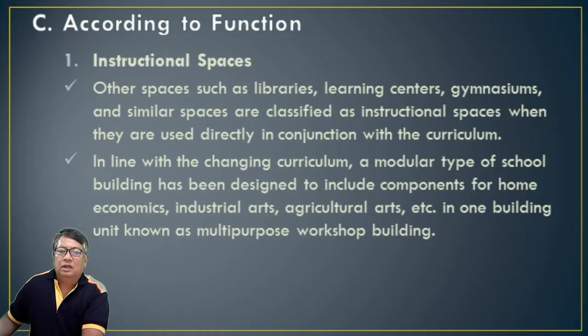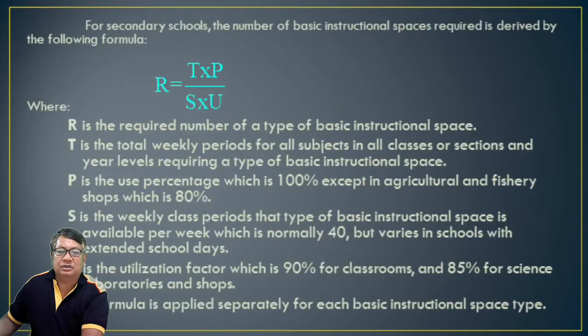So the components for home economics, industrial arts, agricultural arts, etc. are in one building unit known as the multi-purpose workshop building. So we call this one the multi-purpose workshop building. This is for the different strands for the senior high school. Okay, so we can use this formula for the secondary high school.